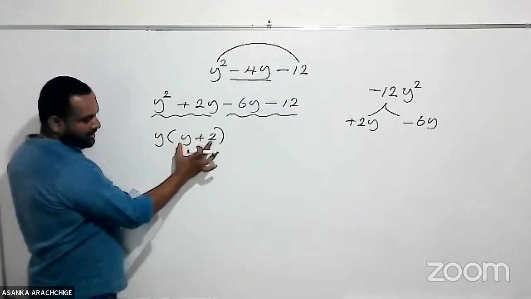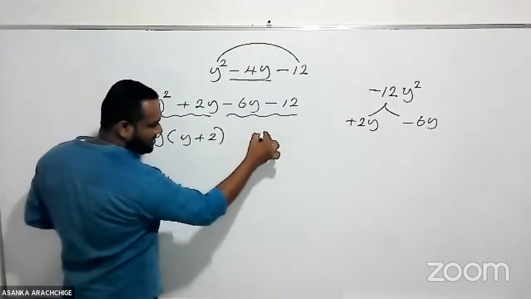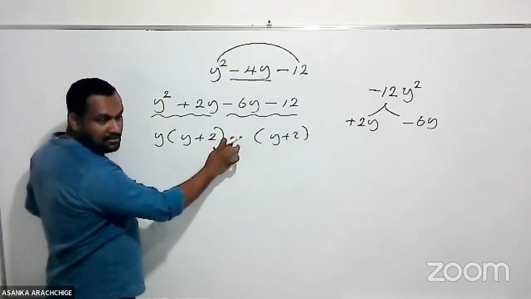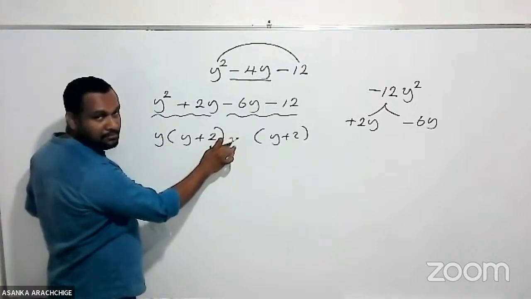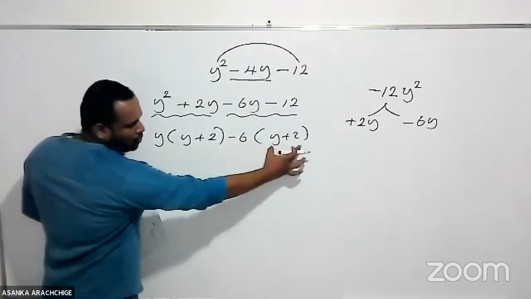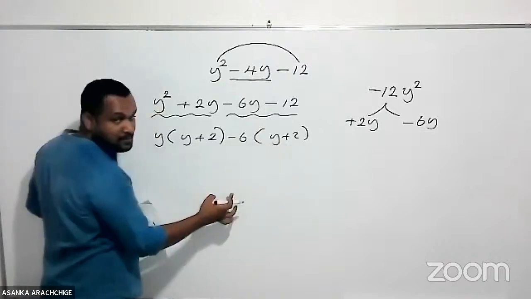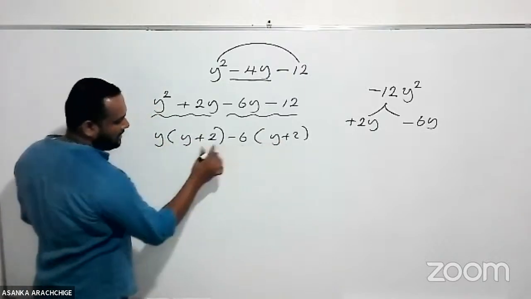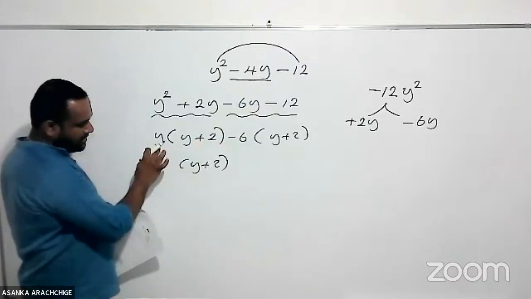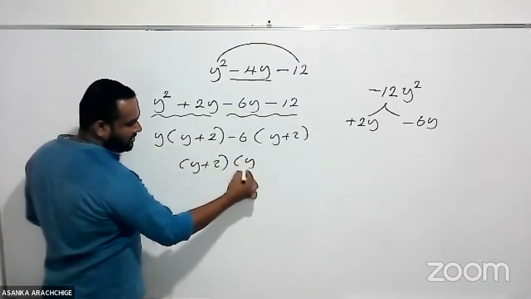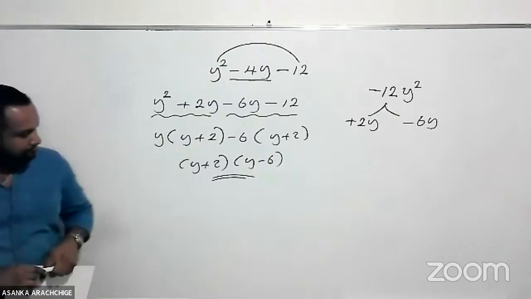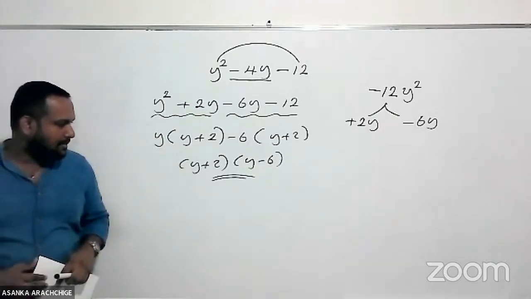Then write the expression which is inside the brackets again here, leaving a space here. Now decide the suitable term with the sign for this position. What is that? Minus 6. So y plus 2, y plus 2. Y plus 2 is common to both this part and this part. Then take y plus 2 as the highest common factor of these two parts. Then here it is multiplied with y and here with minus 6. So these are the factors: y plus 2 times y minus 6.